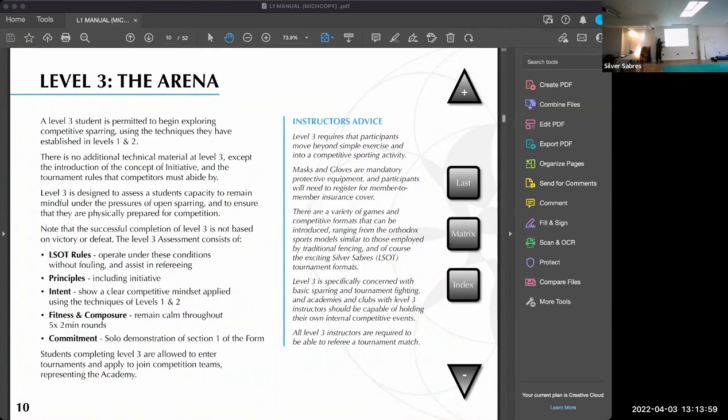Remain calm throughout 5 times 2-minute rounds. That's non-stop, right? So maybe in between the rounds, there's a 30-second stop here or there whilst the referees reset and stuff. That's about 10-15 minutes of game time.